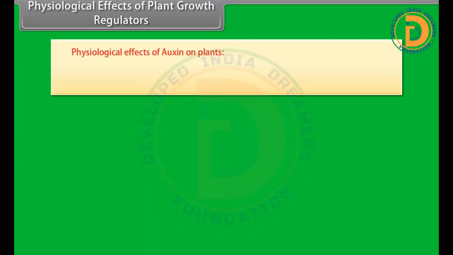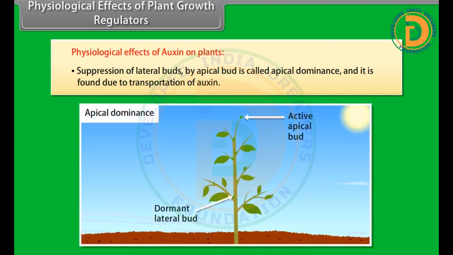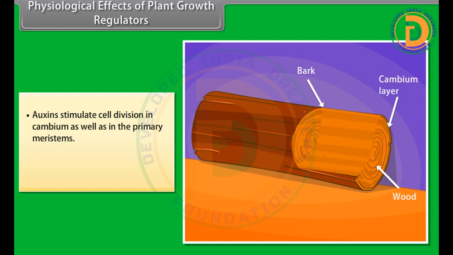Physiological effects of auxin on plants. Suppression of lateral buds by the apical bud is called apical dominance, and it is due to the transportation of auxin. Auxin stimulates cell division in the cambium as well as in the primary meristems. Cell elongation is an important role played by auxins.